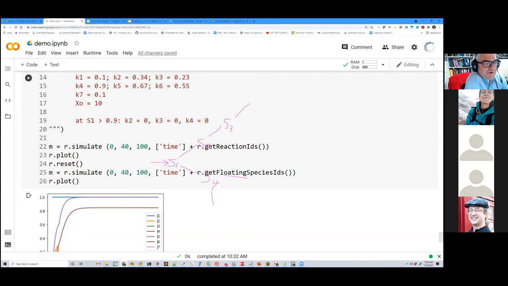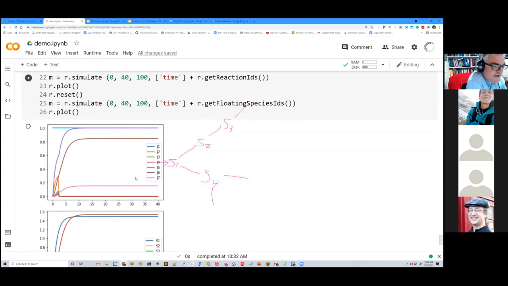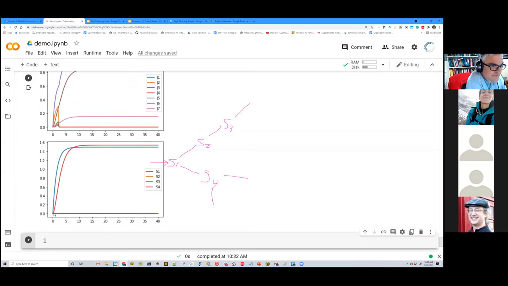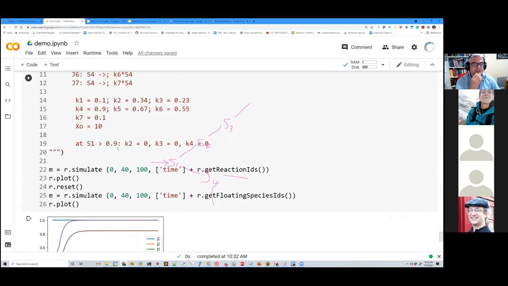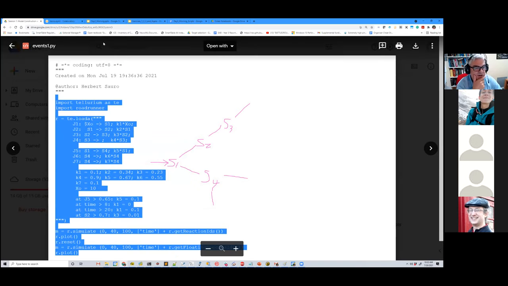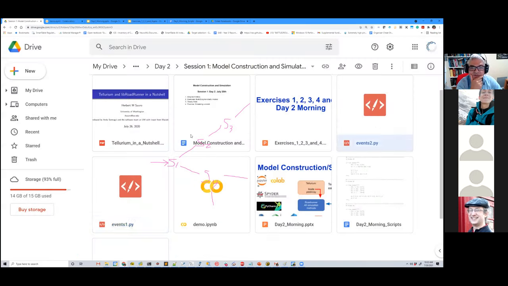So if S1 ever gets greater than 0.9, I'm going to switch off this upper arm here. And so you can see here the fluxes are just dropping to zero in the upper arm, and the concentrations, well, they actually probably did go up a little bit, but they basically dropped back down to zero. So by using events, you could do some, you know, clever tricks by turning on and off things, make things happen depending on the conditions. So let's now look at the other one. The other one is another example I did, events two.